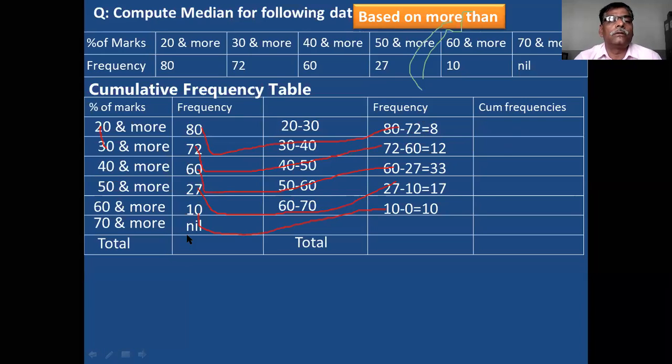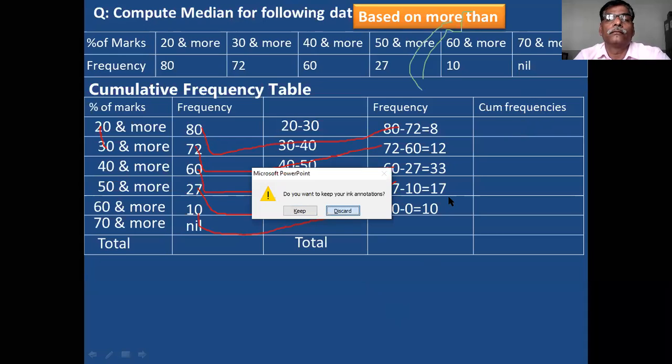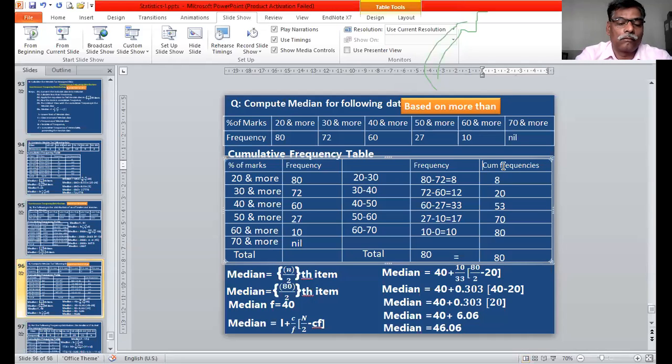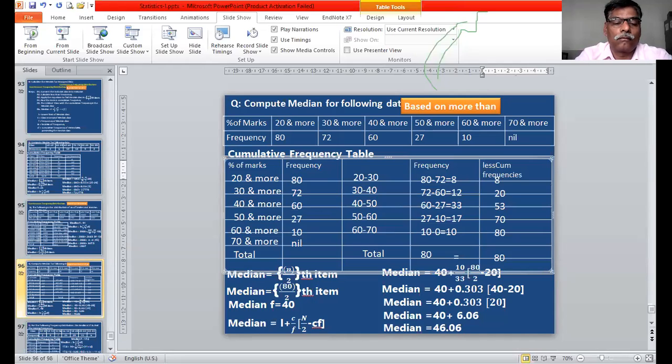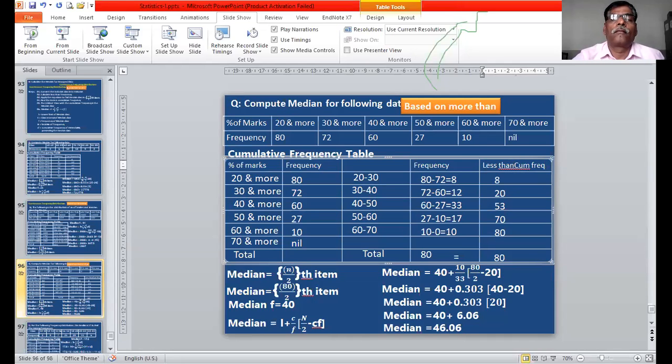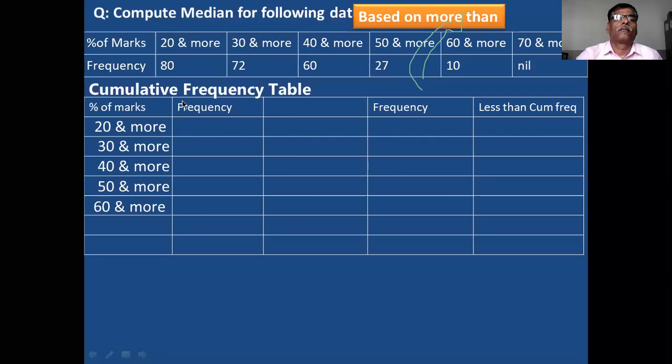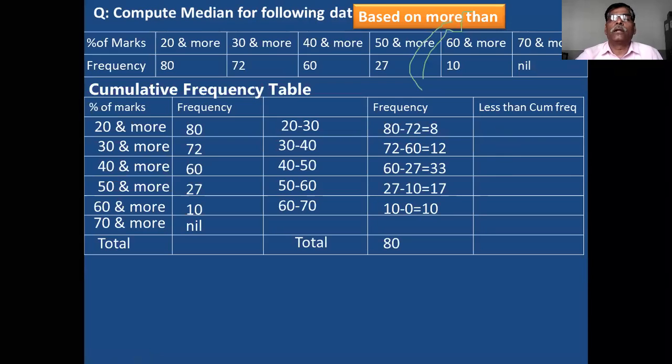here frequency is, cumulative frequency is there, but more than cumulative is there. With the help of more than cumulative, it is not possible to calculate median. Therefore, you have to calculate less than cumulative.